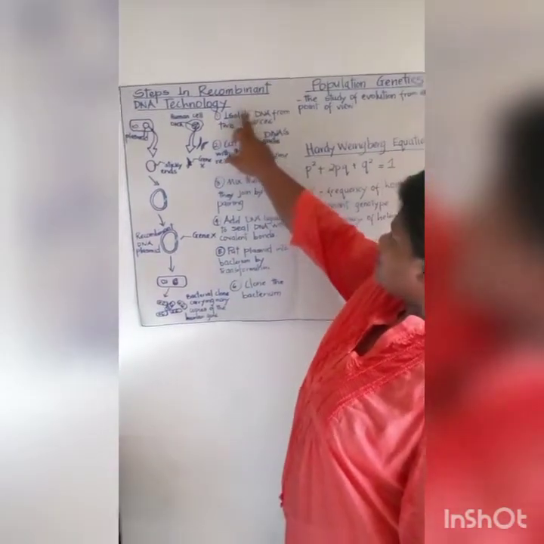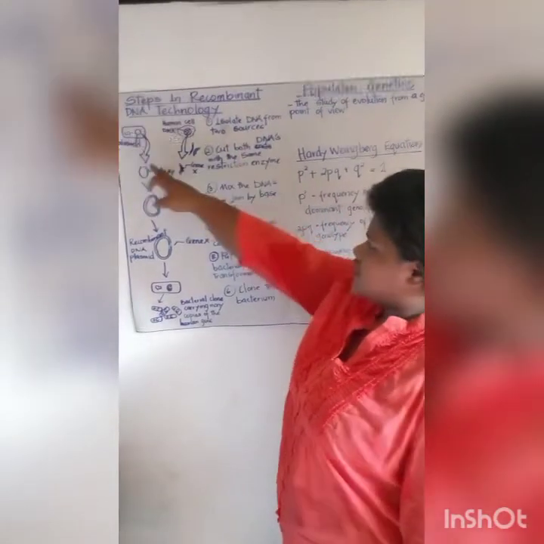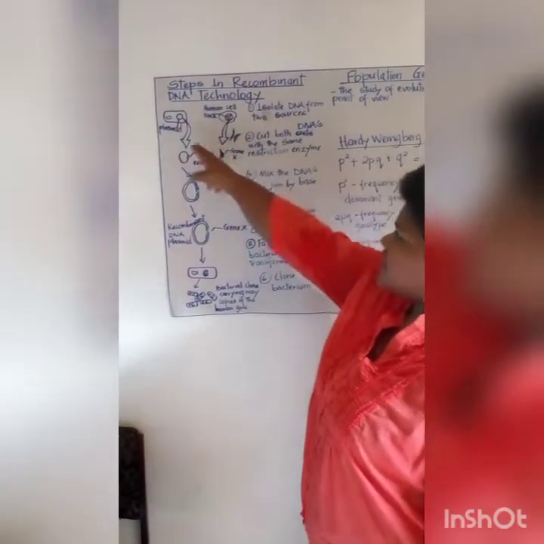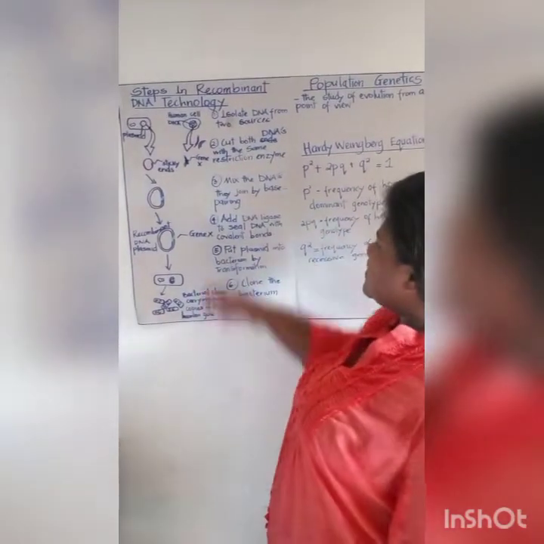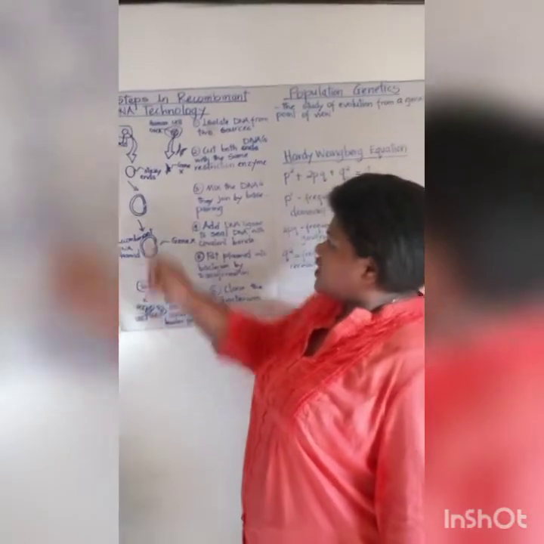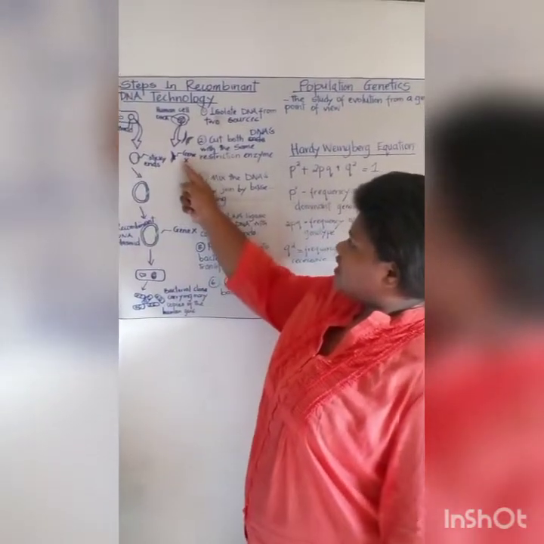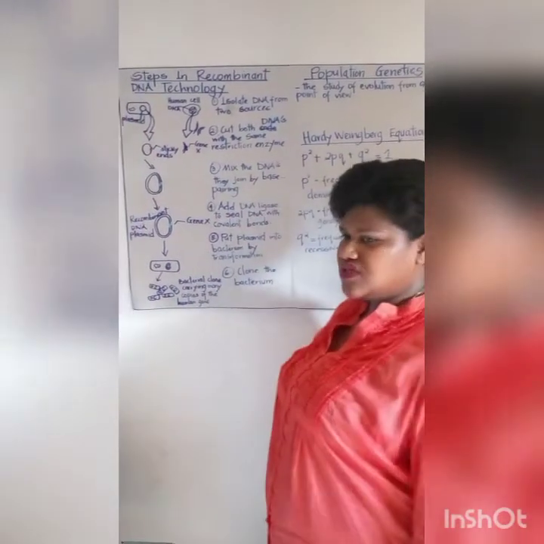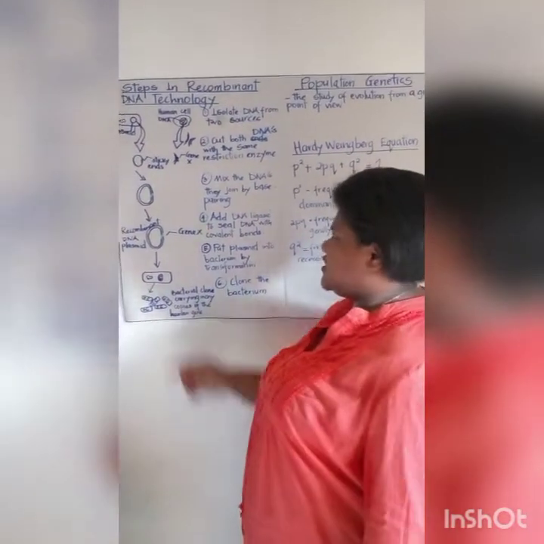The first step, we have to isolate DNA from the two sources. This is the two sources. We have to isolate the DNA from there. Then after that, we have to cut both DNAs with the same restriction enzyme. So we have to cut this, cutting the DNA by using that enzyme, which is the restriction enzyme.